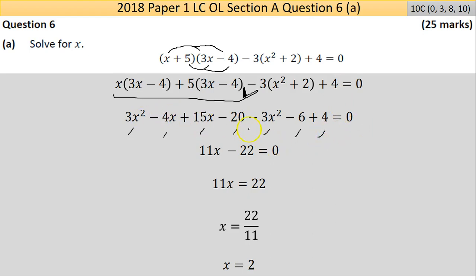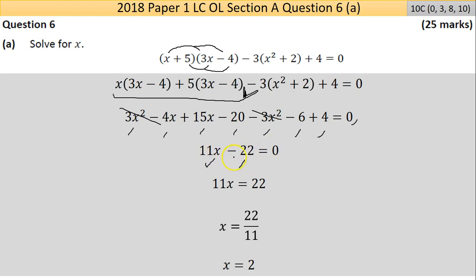Now, if I try combining things here, you'll see that the 3x squared and the minus 3x squared will straight away cancel. That's nice. I'm going to combine the x's, so 15x take away 4x is 11x. The minus 20 minus 6 is minus 26, plus 4 is minus 22. That's where I get that, and that's equal to 0. So now it's an equation with one unknown, and we can see our way forward.